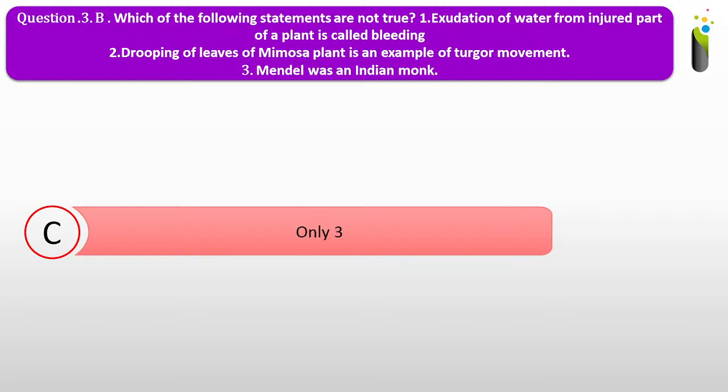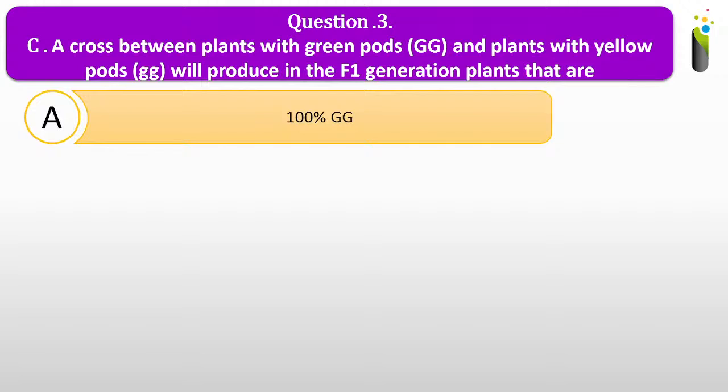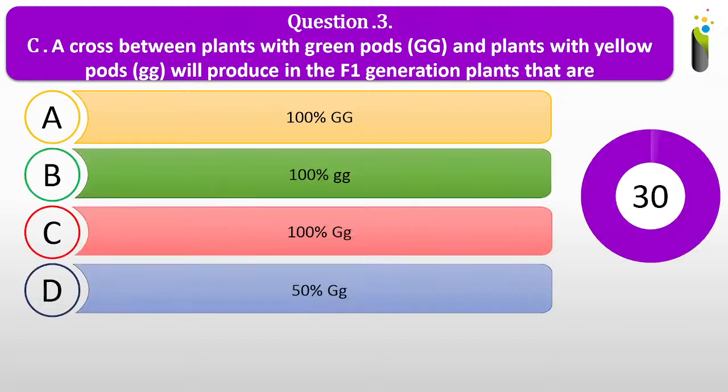Okay, going ahead with question number 3C. A cross between plants with green pods, that is capital G, and plants with yellow pods, that is small g, will produce in the F1 generation plants that are dash. A, 100% capital G. B, 100% small g. C, 100% capital G, small g. D, 50% capital G, small g.